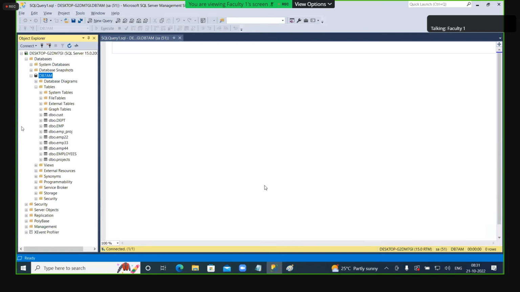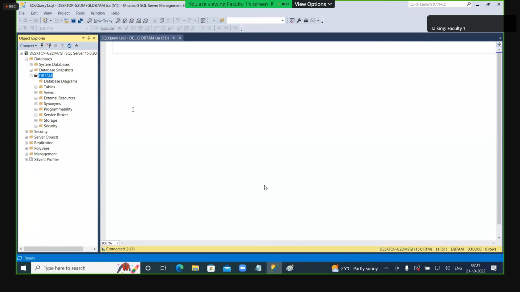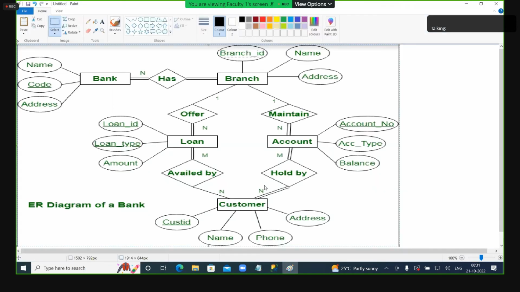Yes or no? Then what you have to do is, see here, sir: database diagrams. If you see these database diagrams, then you'll understand which tables are having a relationship with which. Which two tables have the relationship? That is given by the database diagram. Now, what is that called? ER diagram, entity relationship.